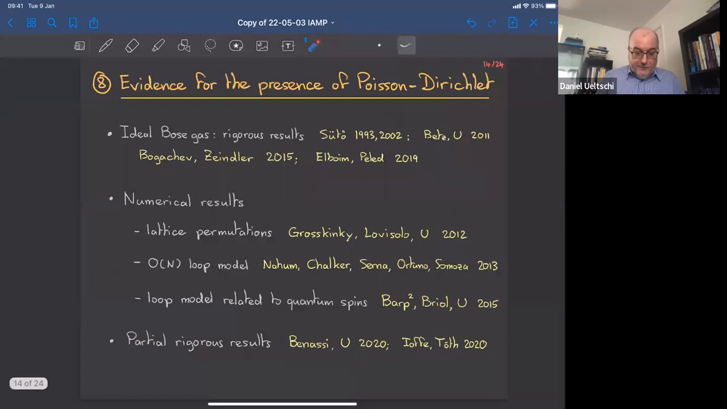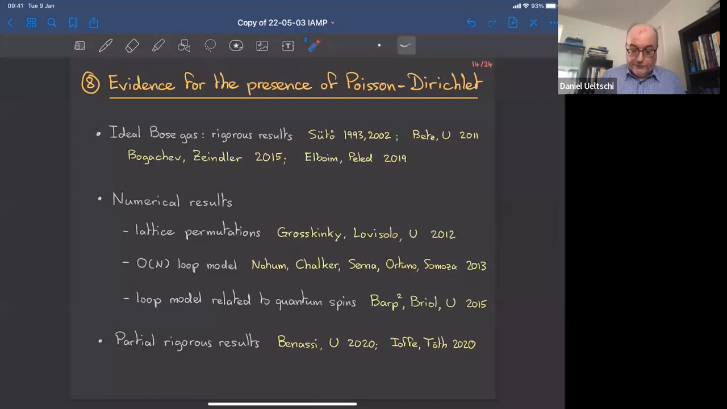So now what about evidence for Poisson-Dirichlet? Well, there is one case where rigorous results can be proposed, which is the ideal Bose gas. And there was a structure understood by Schutz, which is basically that if you look at the ideal Bose gas in the Fourier space, you basically end up with uniform permutations and therefore Poisson-Dirichlet distribution. This is something that we did with Volker Betz some time ago. And indeed, there have been also further results in this direction. So this is a case where things can be regularized. At the same time, it has a very special structure.